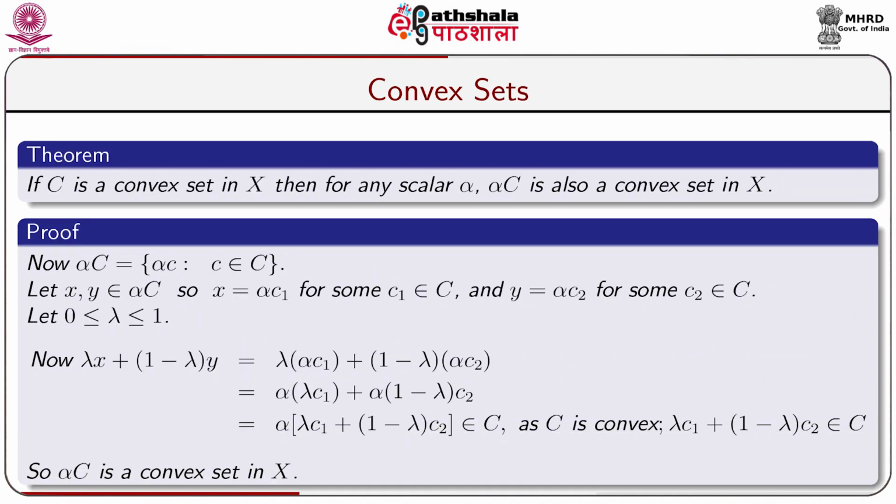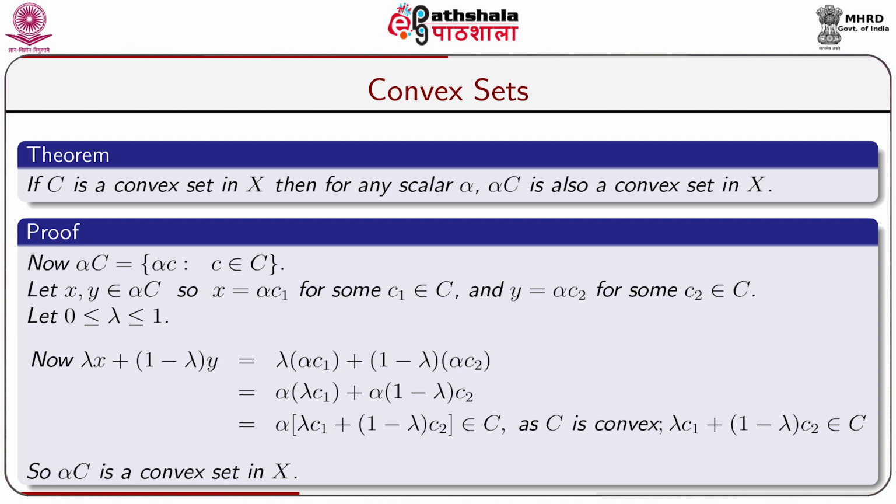If C is a convex set, then for any scalar alpha, alpha C is also a convex set. That means product of any convex set by a scalar is again a convex set in a linear space. We know that alpha C is equal to collection of all such elements alpha c, where c is taken from capital C. Let us take two elements x comma y belongs to alpha C.